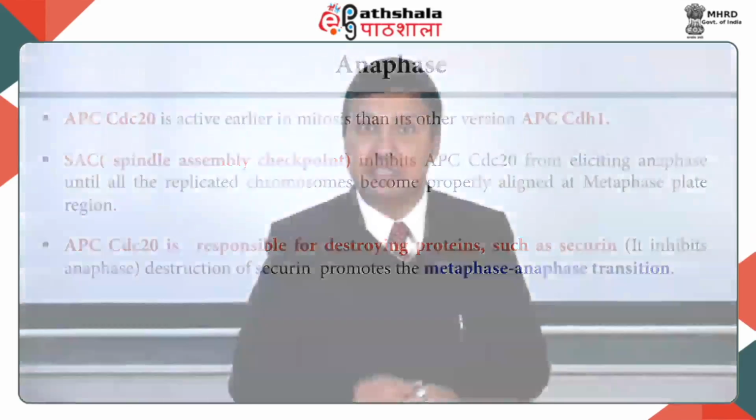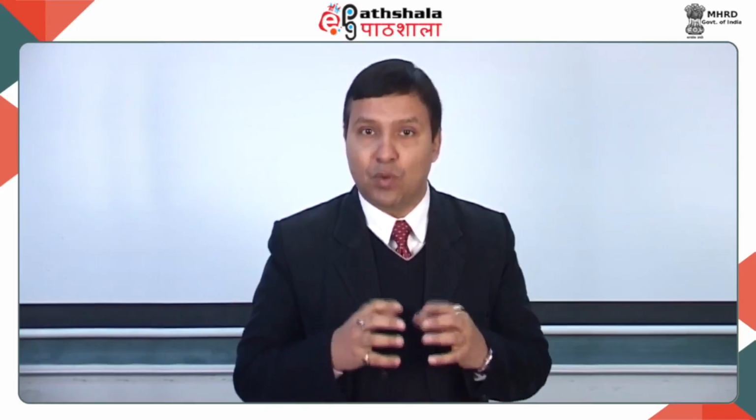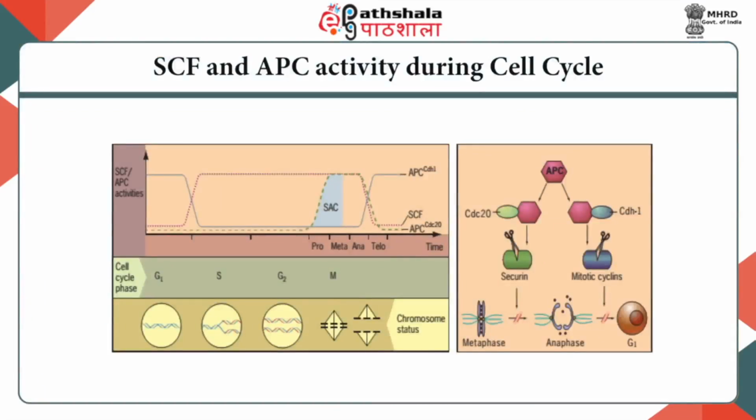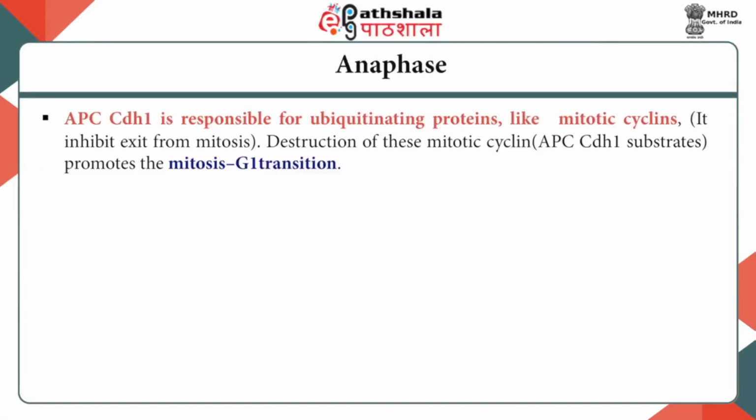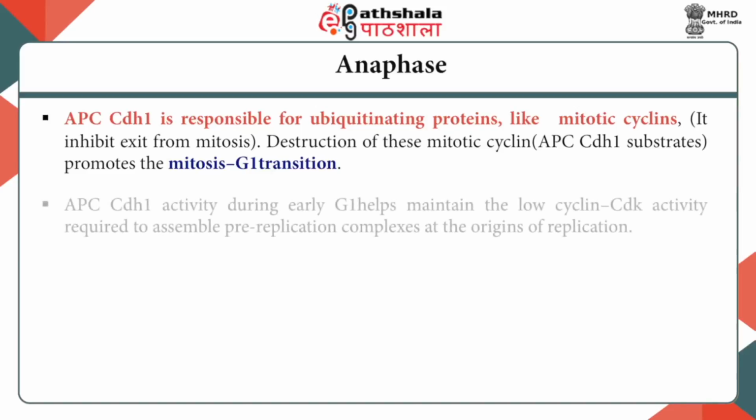SCF and APC activity during the cell cycle is very well explained in this given diagram. Mitotic cyclins that inhibit exit from mitosis are ubiquitinated by APC CDH1 to promote their destruction. Their destruction triggers the mitosis G1 transition. During early G1, APC CDH1 is active to maintain low cyclin CDK activity, which is required for formation of pre-replication complex at the origin.